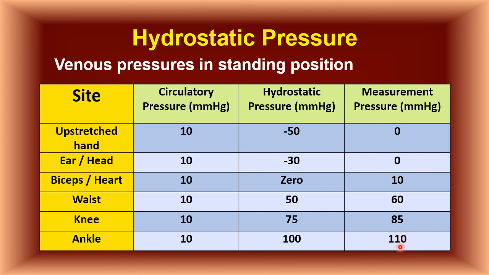As you see here, the highest pressure will happen at the ankle area. Probably you have studied this in venous pathology: venous hypertension and venous insufficiency give you venous ulcers and changes of the skin. All of this happens mainly at the ankle area. Why? Because the highest pressure happens there.